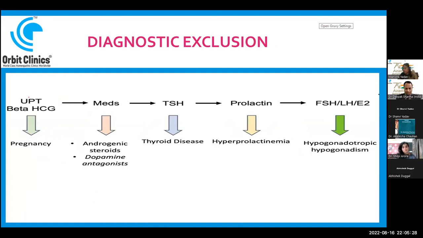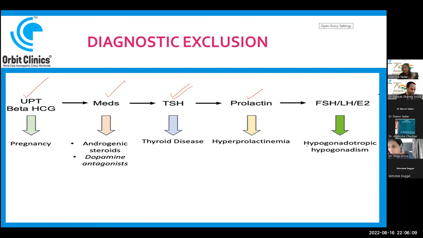Because the patient will give a history of amenorrhea, you should rule out pregnancy through beta HCG, the urine pregnancy test, UPT. If there is any history of medicine, because steroids can also lead to androgen excess. If there is any thyroid disease, because thyroid disease also presents with similar manifestations like delayed menses and weight gain. Even increased prolactin, hyperprolactinemia: when the prolactin level is increased, there is galactorrhea, milk production from the breast in non-pregnant females. It can also present with similar manifestations.